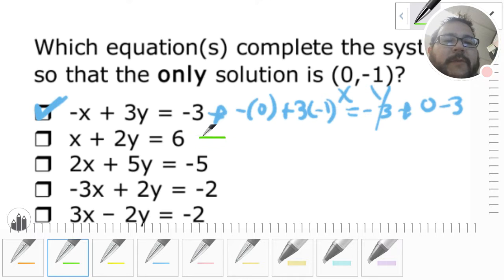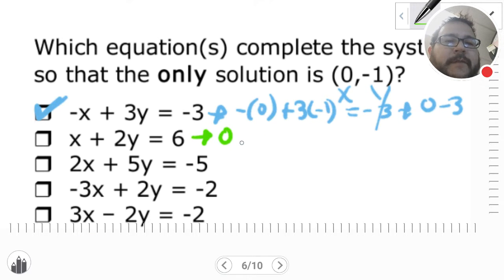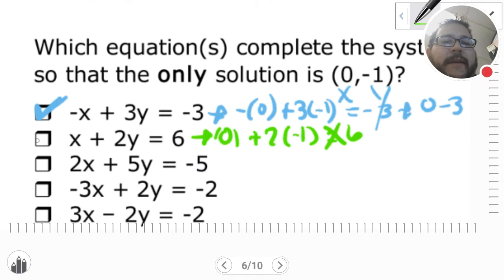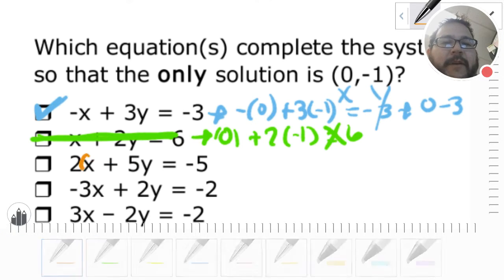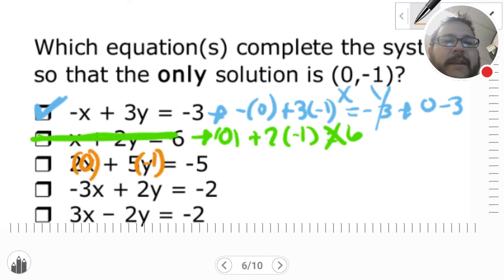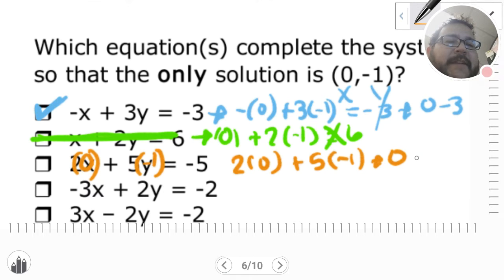The next one is, we're going to plug in 0 plus 2 times -1, and it's going to equal 6. Well, we get 0 and -2. 0 minus 2 does not equal 6, so it is not. The next one, we're going to try 0 here and -1 here. So we are going to get 2 times 0 plus 5 times -1. Well, 2 times 0 is 0, and then 5 times -1 is -5, and that should equal -5. So that is a solution.